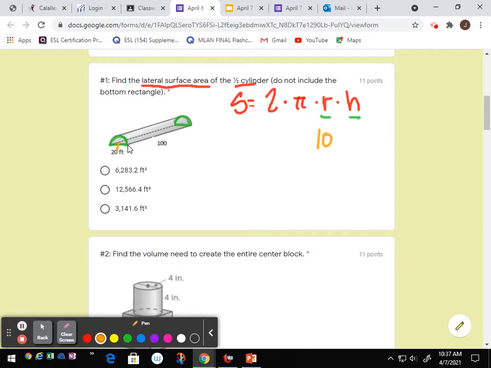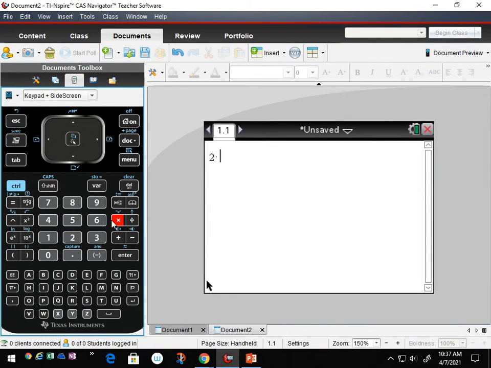And then, again, like I said, we have a base in the front and a base in the back, and they are 100 feet away from each other. So we're going to replace h with 100. We're going to drop down pi. We're going to drop down 2. Let's go plug this formula into our equation real quick. So we have 2 times pi times 10 times 100. All right, so we get 6,283, and we'll round to 2/10.